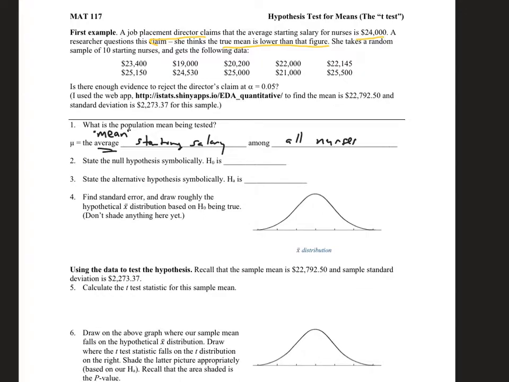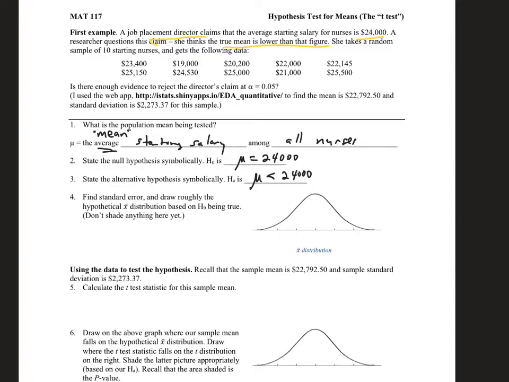Like with our hypothesis testing for proportions, the null hypothesis is going to be a statement of equivalence about the population parameter that we're testing. So in this case, we're testing the population mean, mu, and the equal statement would be mu is equal to 24,000. The alternative hypothesis is what is given in the problem. It says that the researcher thinks that the true mean is lower than that figure. So mu is the true mean, lower than will be less than, and that figure is referring to the 24,000.